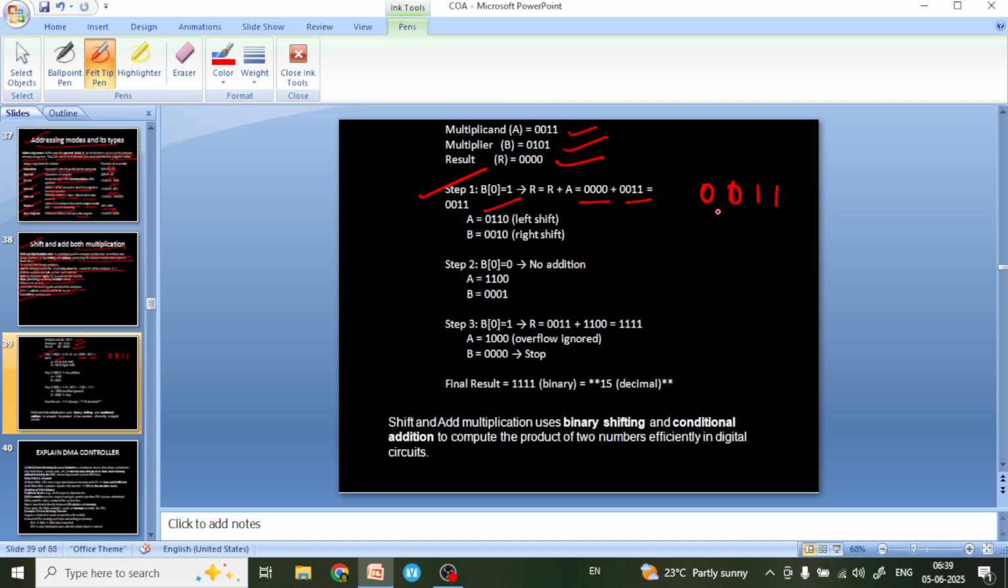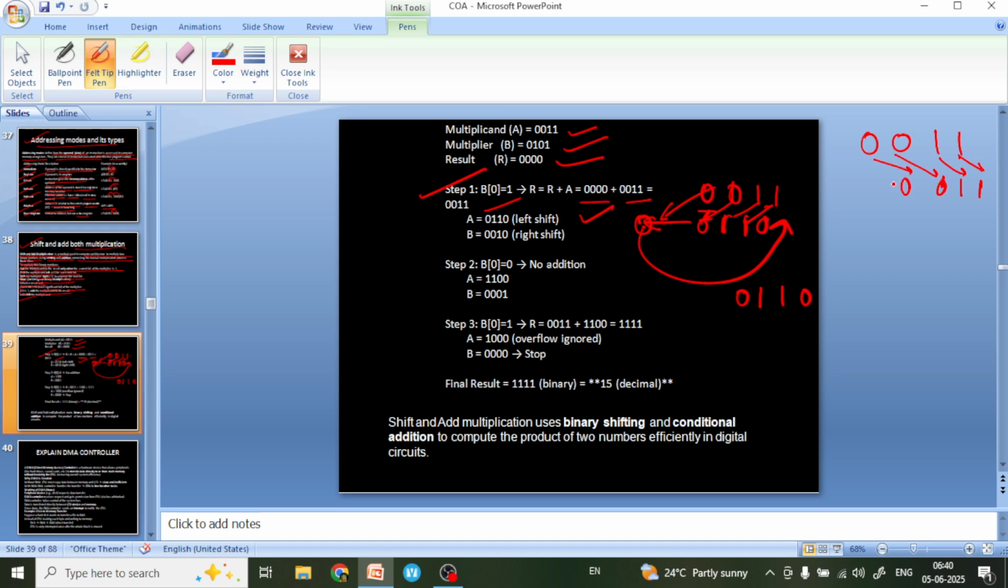0011 becomes 0110 after the left shift. It means these bits move one place left, and a 0 is shifted in behind the number, so you get the left shift. And then right shift of the multiplier. This is the left shift, and this is the right shift: this number shifts here, and this number shifts here.